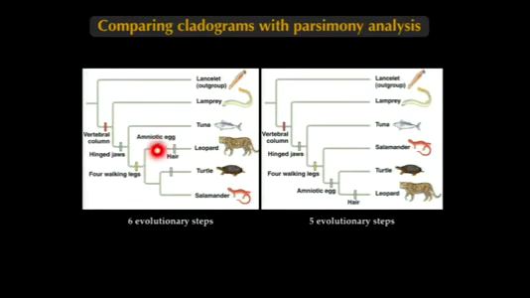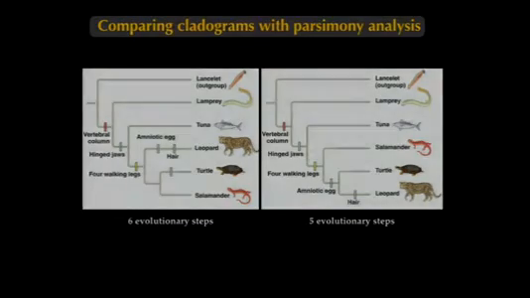including the evolution of an amniotic egg twice, as opposed to just once. More steps are necessary here to describe this evolutionary process than here. And by the principle of parsimony, one major criterion that cladists use to choose among alternative cladograms, this would be the preferred cladogram. It's simpler. There are fewer assumptions, fewer evolutionary steps necessary to explain the topology.